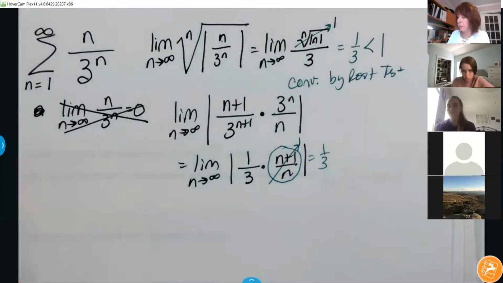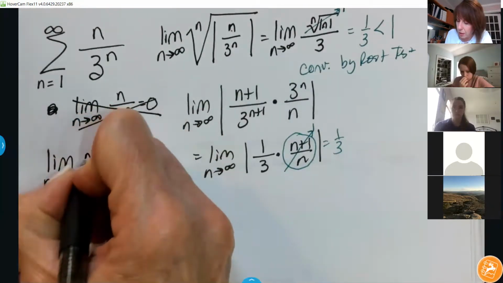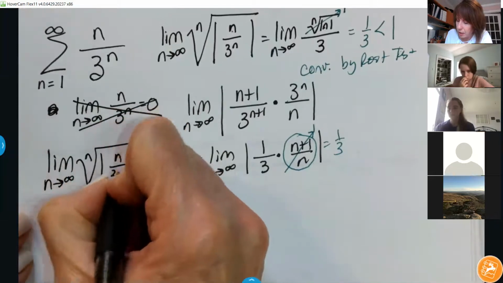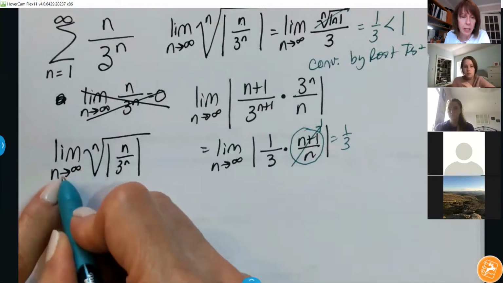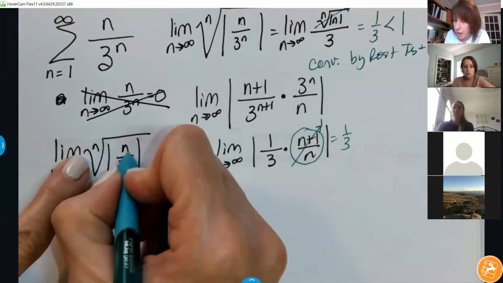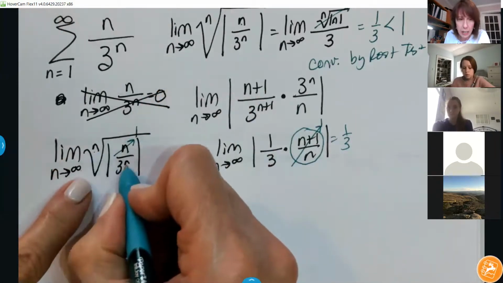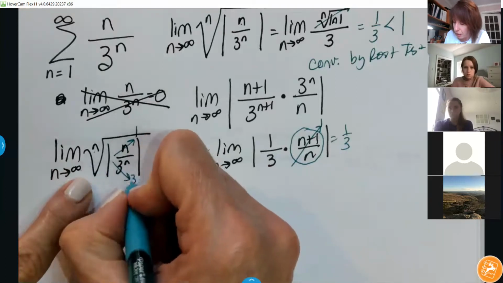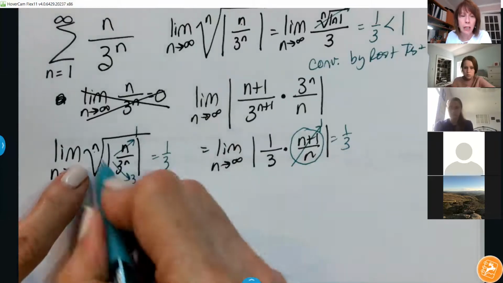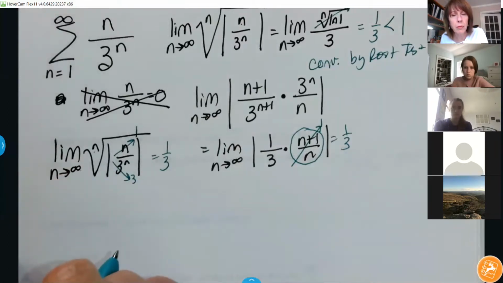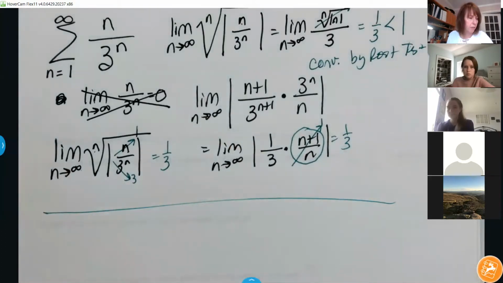Okay? When I'm doing that root test, I usually just leave it like this, and I go ahead and take that limit. So I say, okay, limit as n goes to infinity, the nth root of n is going to 1. The nth root of 3 to the n is going to 3. So this is 1/3. I usually don't rewrite it. I'll just do it like that. Anyway, let's see.